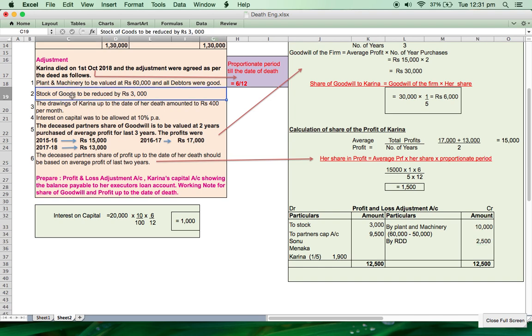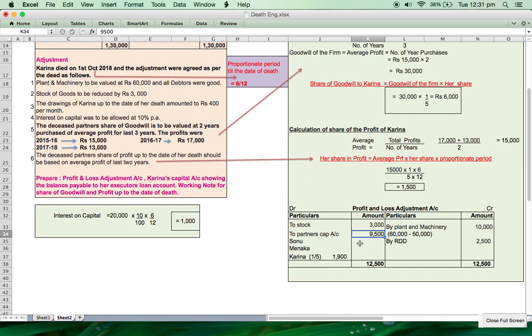Then stock of goods should be reduced by 3,000. Whenever the value of asset is reduced, we show it at the debit side of P&L adjustment account. So here to stock amount is 3,000. After giving effect to the revaluation adjustments, we are going to close this account and find out the profit or loss. In this case, you would see there is profit on revaluation rupees 9,500.